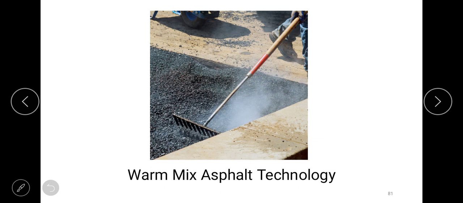This is warm mix asphalt technology. Here a simple tool is used in order to spread the material. After it is brought from the plant, it is first of all poured on the surface by a tipper or dumper, and it will be spread using such tools, wherever it is not possible to use big machineries to spread.